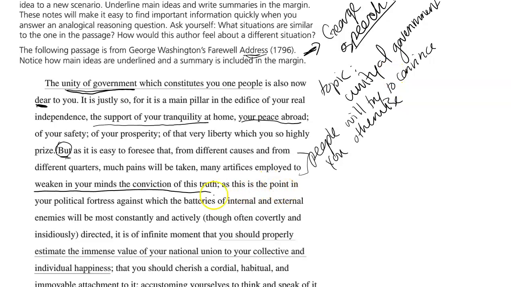As this is the point in your political fortress against which the batteries of internal and external enemies will be most constantly and actively directed. It is of infinite moment that you should properly estimate the immense value of your national union to your collective and individual happiness. And so here, yes, people will try to convince you otherwise, but you must remember how your individual happiness is reliant on this national union.